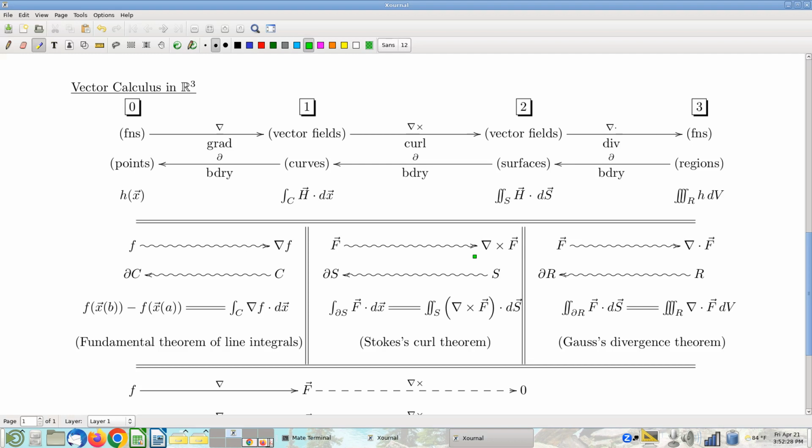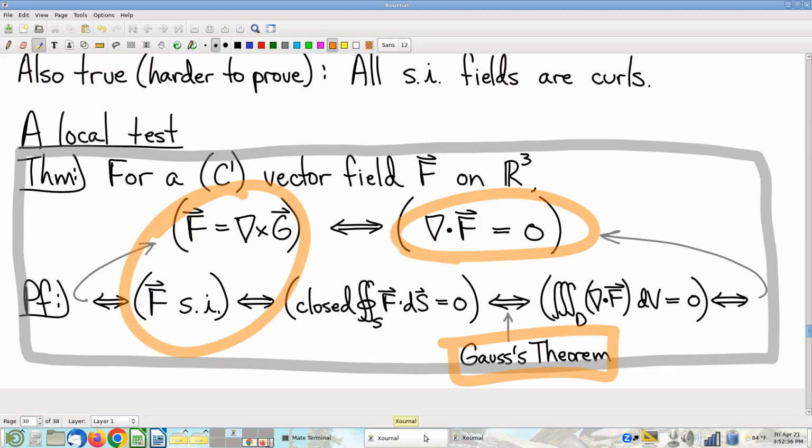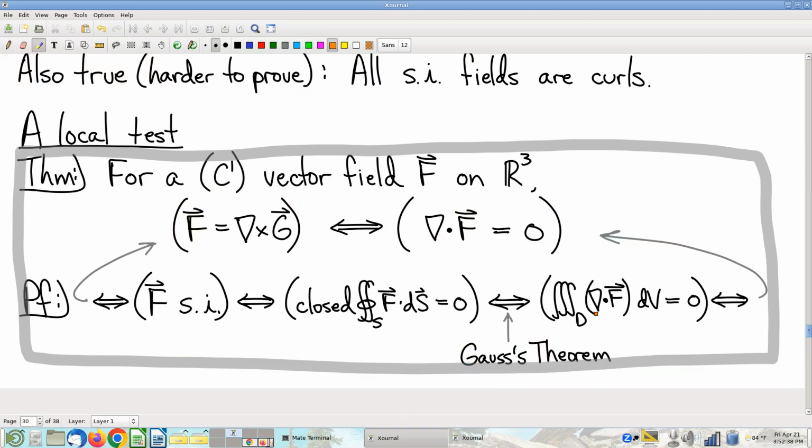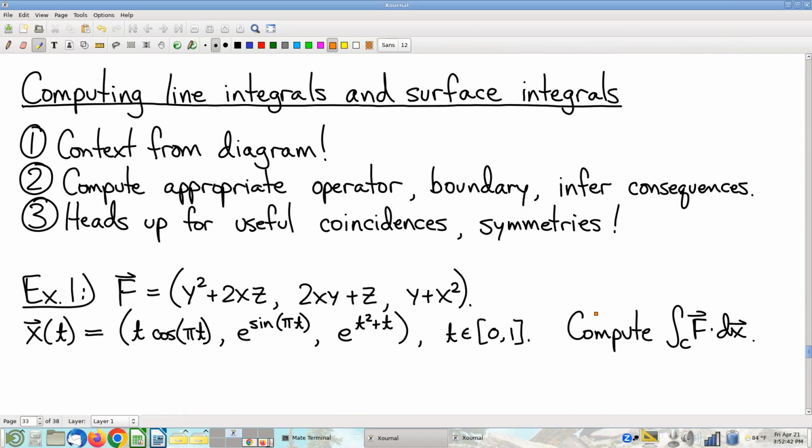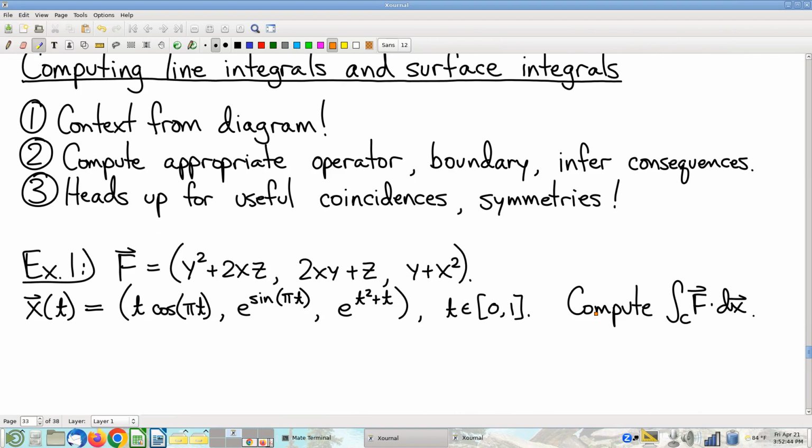This is how I organize all of these thoughts in my head. It's all based on this diagram. Okay, I want to talk now about how to use this. We're going to do some examples. Here we go. Bunch of examples.